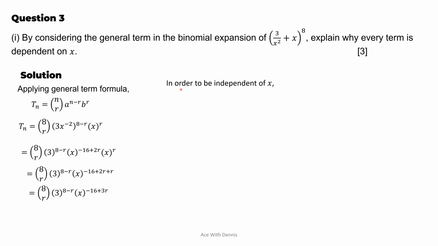Now in order to be independent of x, the power of x must be equal to 0, which is negative 16 plus 3r equals 0. Then we solve this equation. We find that r is equal to 16 over 3. However, this value r is not an integer. Hence, this shows that every term in this binomial expansion is dependent on x.